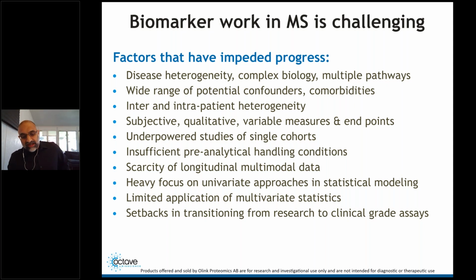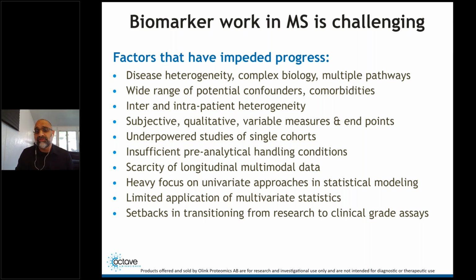We acknowledge that our mission would not be easy. There are several aspects that are applicable to biomarker work in general, and some that are unique to MS, that make this process very challenging. We've kept these at the front of our mind as we've continued through our development of our biomarker tests. Some of these factors that have impeded progress are, as I've discussed, the complexity and heterogeneity of the disease.